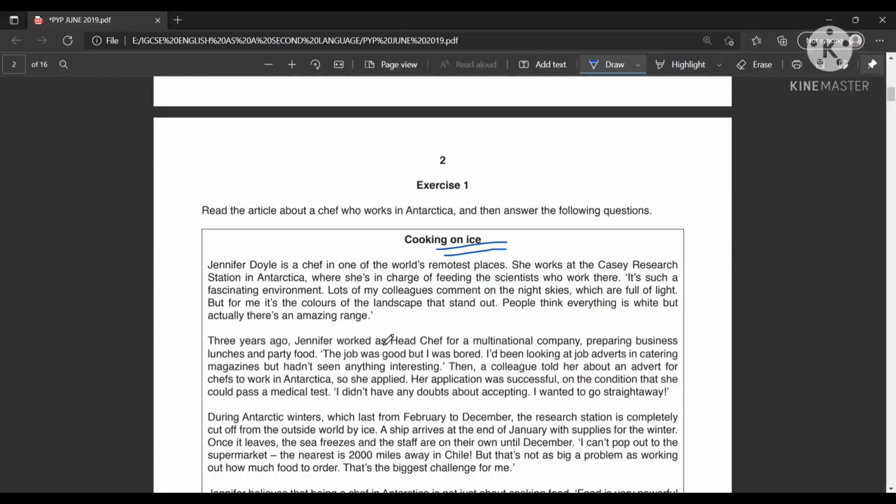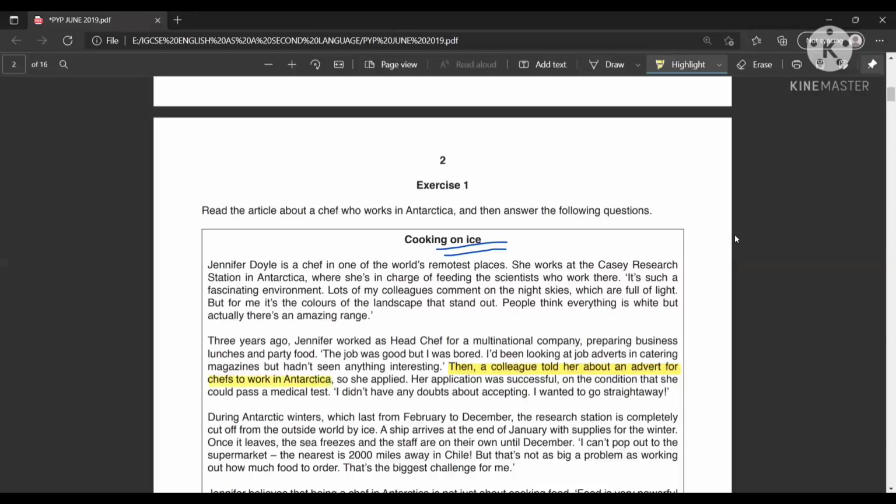3 years ago, Jennifer worked as head chef for a multinational company, preparing business lunches and party food. The job was good, but I was bored. I had been looking at job adverts in catering magazines, but hadn't seen anything interesting. Then a colleague told her about an advert for chefs to work in Antarctica. Okay, so we have got our answer finally.